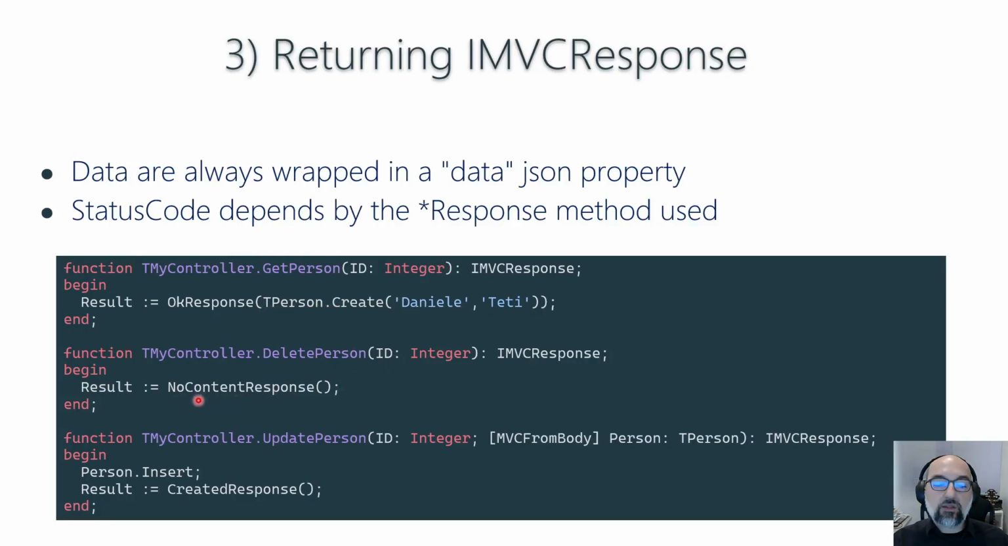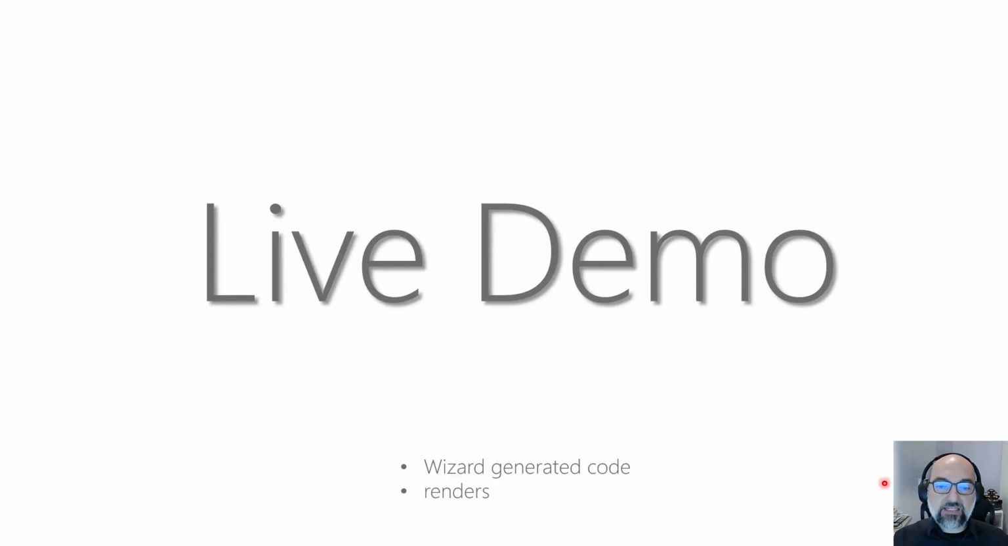In this case, we are returning a 204 for no content. In this case, we are actually creating a person, so we want to return a 201 response. So in this case, you can use the IMVCResponse returns. Okay, let's see some live demo about it.